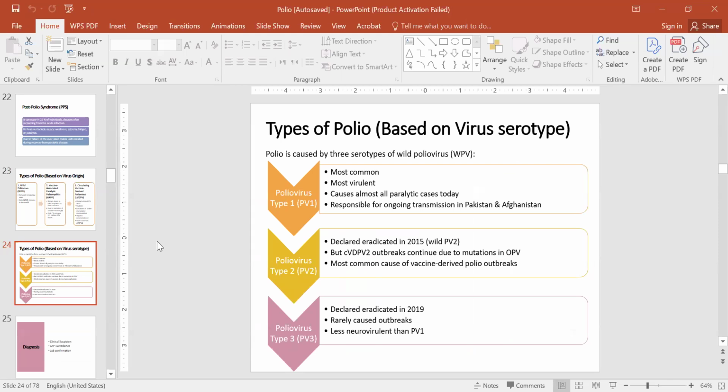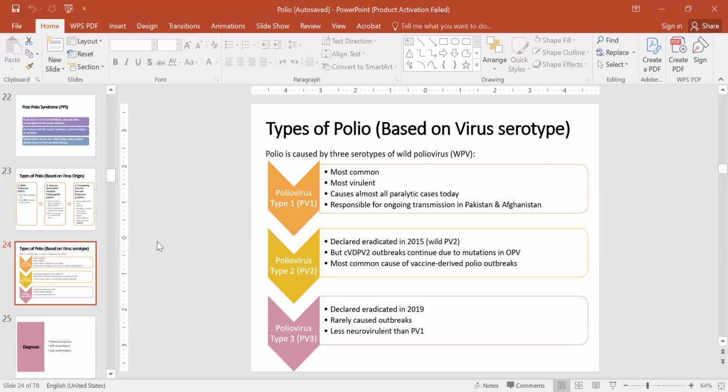Polio is caused by three serotypes of wild poliovirus. Poliovirus type 1 is the most common and most virulent, and it causes almost all paralytic cases today. And it's responsible for the ongoing transmission in Pakistan and Afghanistan.